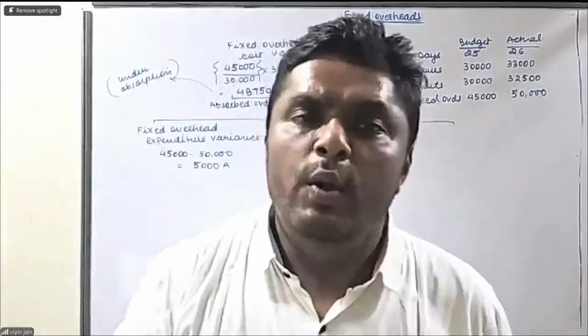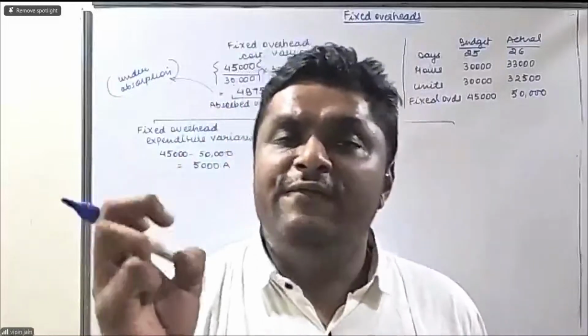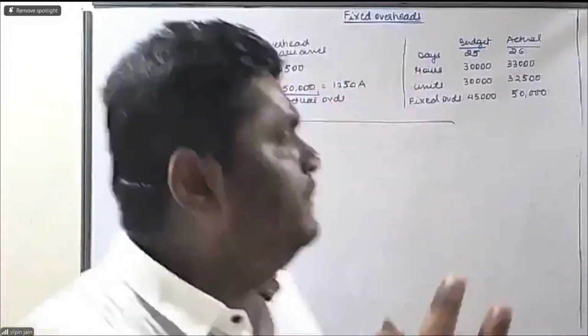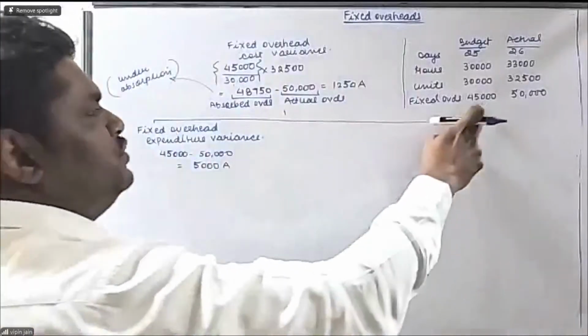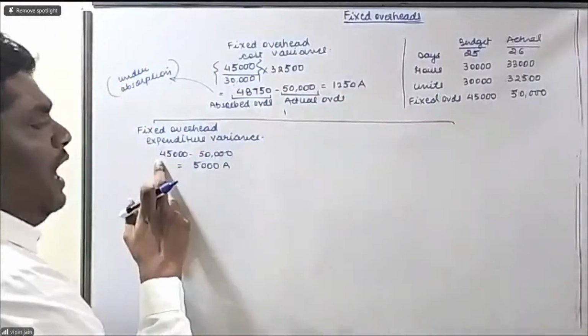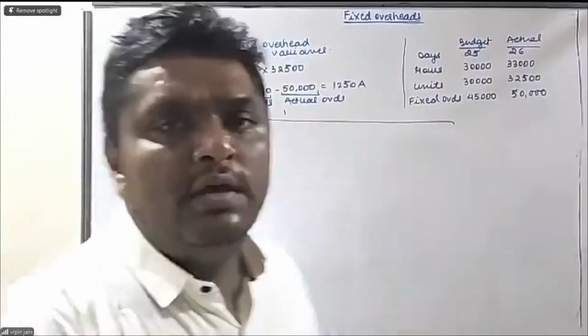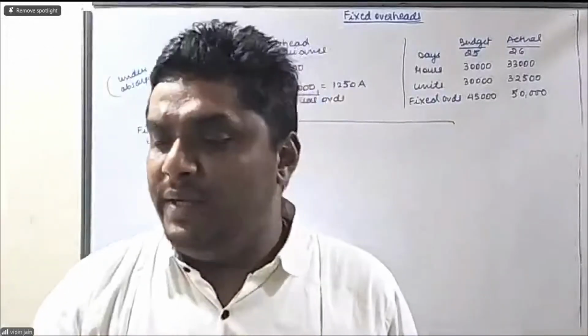I repeat again, when talking about expenditure, fixed overhead remains constant at all levels of production. So how much should my expenditure be? 45,000 should be my budgeted expenditure. However, my actual expenditure is 50,000, 5,000 extra. So we can say it is adverse for the company.